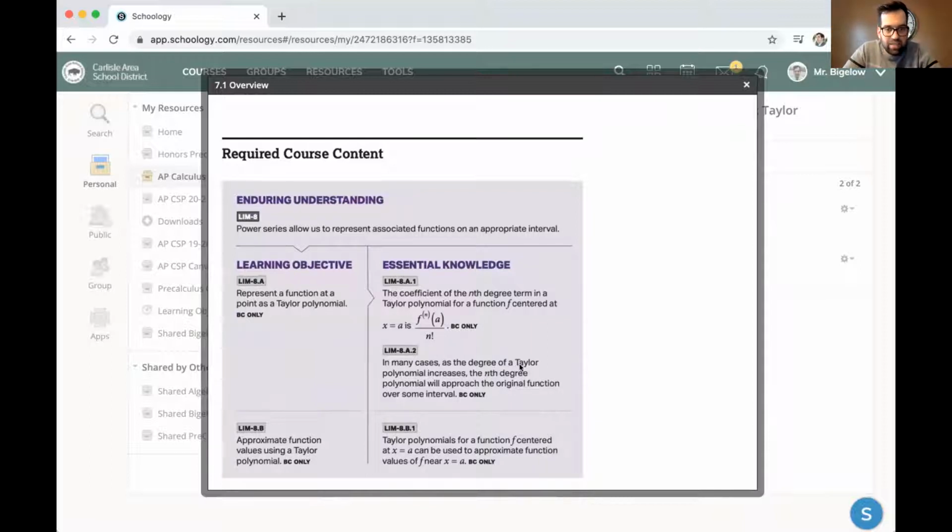In many cases, as the degree of a Taylor polynomial increases, the nth degree polynomial will approach the original function over some interval. And Taylor polynomials for a function f centered at x equals a can be used to approximate function values of f near x equals a. All right, all of that will become clear as we get through this lesson. And before we officially get to the notes, I'm going to show you a visual on Desmos of what exactly we're talking about here. So give me 1 second to switch over to Desmos.